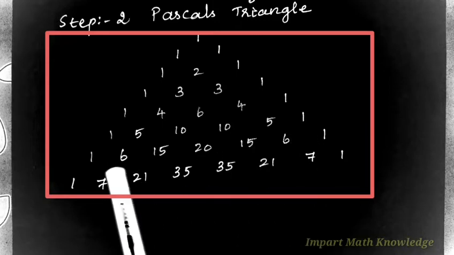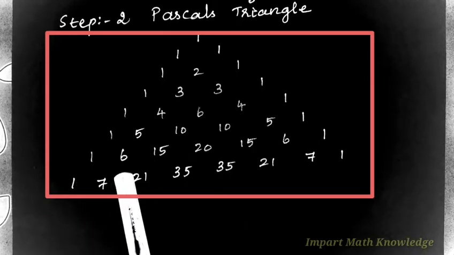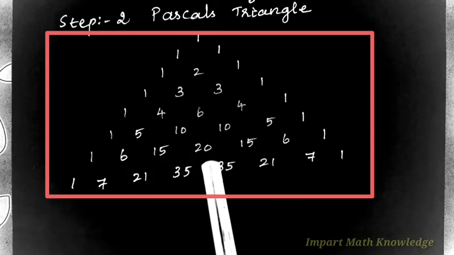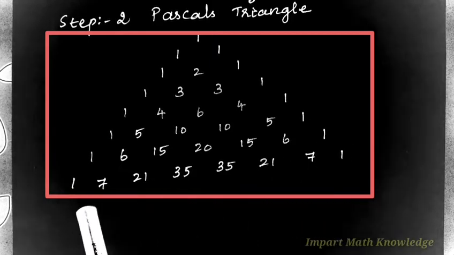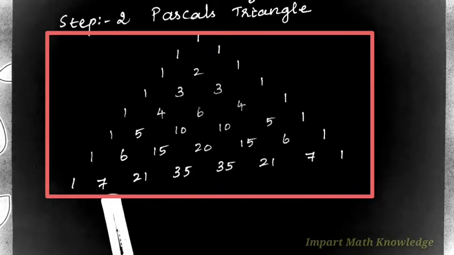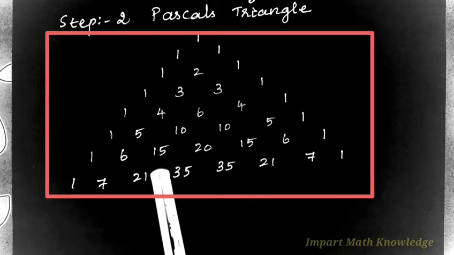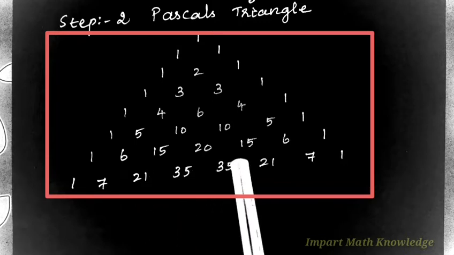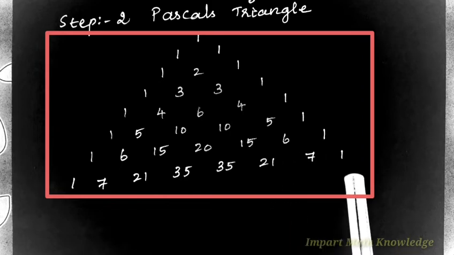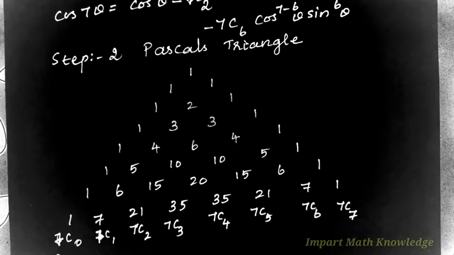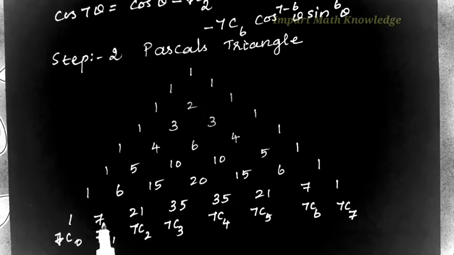5, then 1. Then 1, 1 plus 5 is 6, 5 plus 10 is 15, 10 plus 10 is 20, 10 plus 5 is 15, 5 plus 1 is 6, then 1. Then last one is 1. 1 plus 6 is 7. 6 plus 15 is 21. 15 plus 20 is 35. 20 plus 15 is 35. 15 plus 6 is 21. 6 plus 1 is 7 and 1. This is 7C0. This is 7C1, 7C2, 7C3, 7C4, 7C5, 7C6 and 7C7.